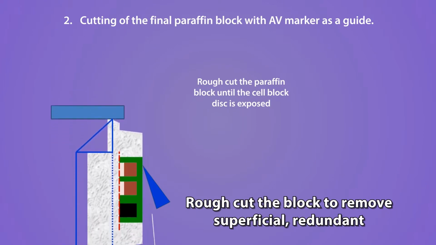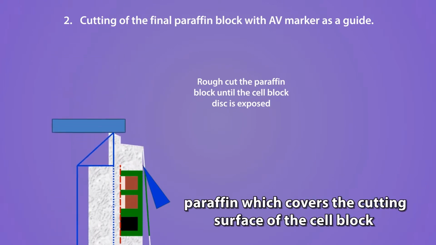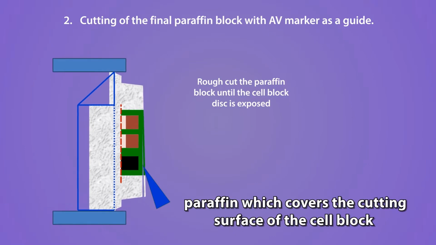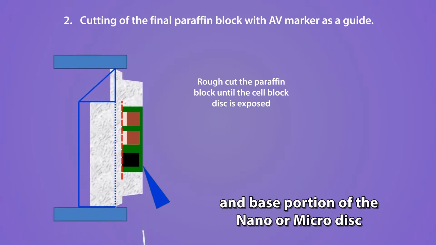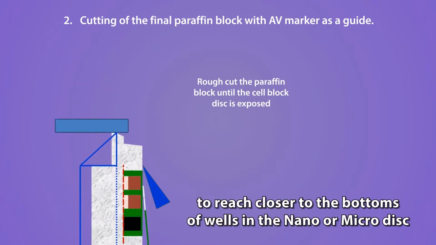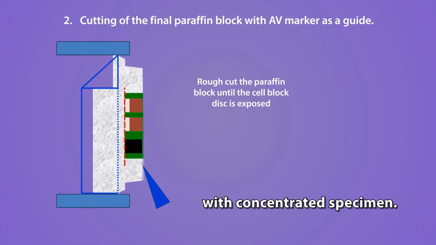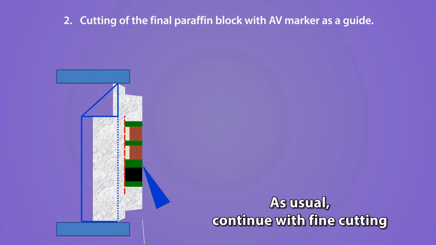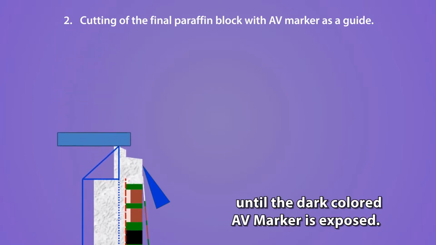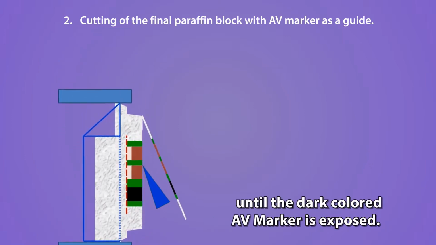Rough cut the block to remove superficial, redundant paraffin which covers the cutting surface of the cell block and base portion of the nano or micro disc, to reach closer to the bottoms of wells in the nano or micro disc with concentrated specimen. As usual, continue with fine cutting until the dark-colored AV marker is exposed.